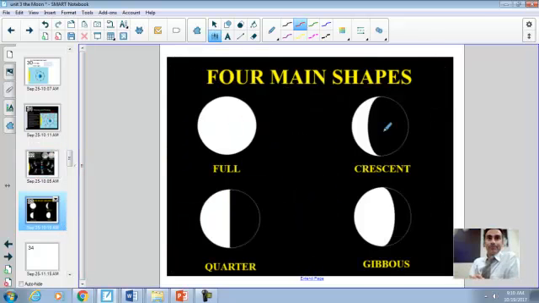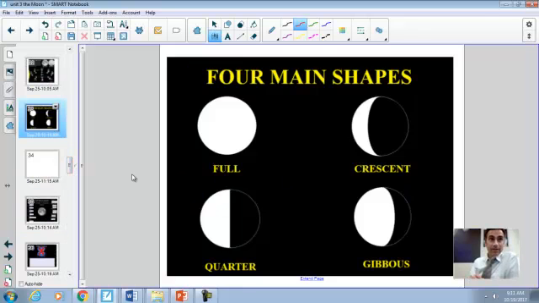These are the four main shapes. So we have our full moon, which is really a half moon, right? Because the other half is dark. Here's our crescent, quarter. The reason it's called a quarter is because we're actually only seeing a quarter of the lit side of the moon, right? It's the half of a half. And then here's our gibbous, which is larger.